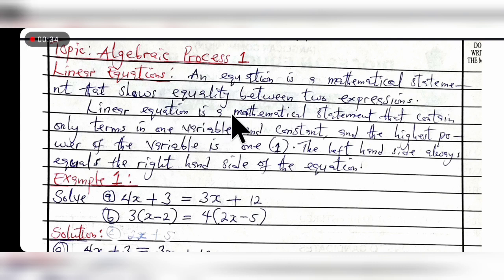Now, a linear equation is a mathematical statement that contains only terms in one variable and a constant, and the highest power of the variable is one. The left hand side always equates the right hand side of the equation. So a linear equation is just an equation that has its highest power of the variable to be one, and it has one variable and a constant.